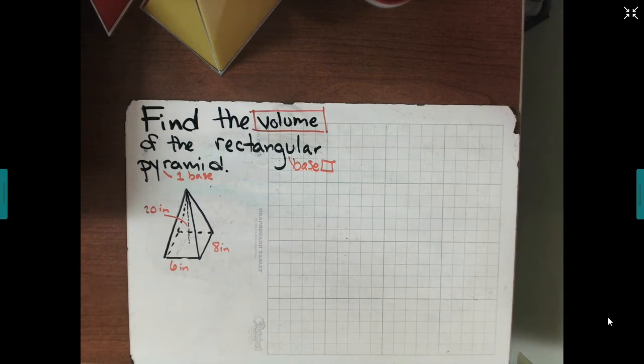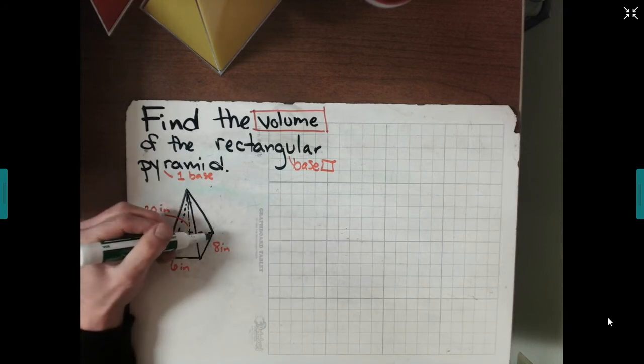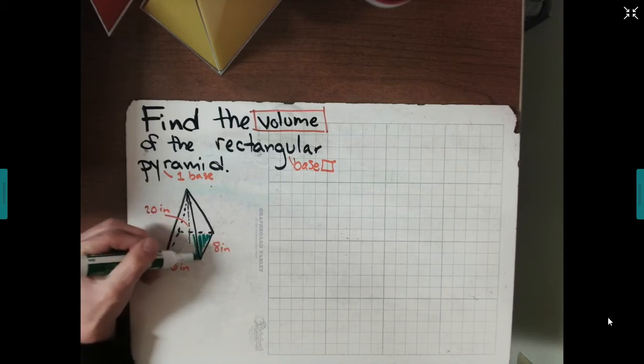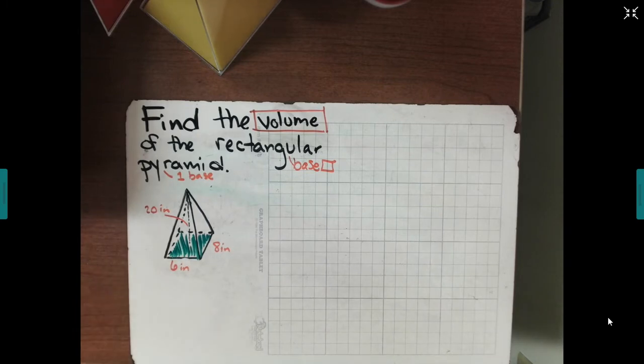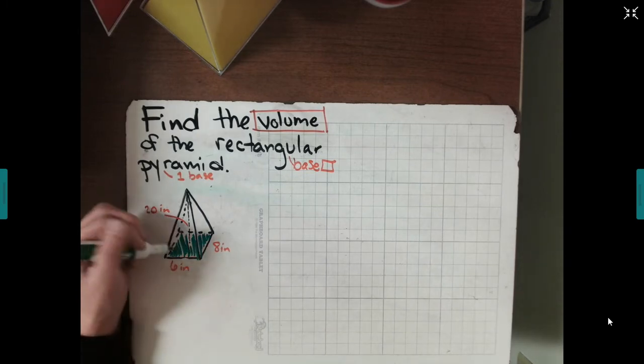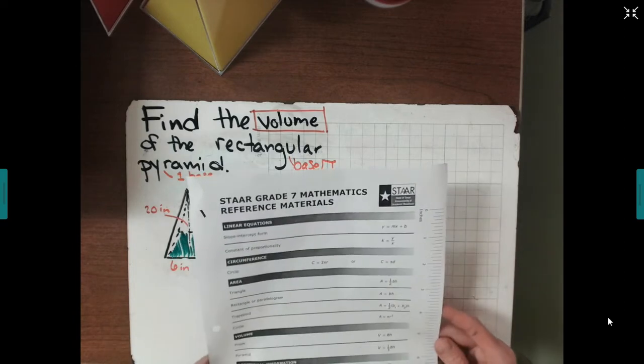So I go to identify my base. I see we have a pyramid, and there's only one rectangular shape. Sometimes these are hard to see, but I'm identifying and coloring in my rectangular base. Okay, that's relatively easy to see. Just visualizing what's happening here, right? Okay, where do I go from here? Well, I'm looking for the volume of this pyramid, and I don't remember the formula, so I'm going to my star chart to look for some help.